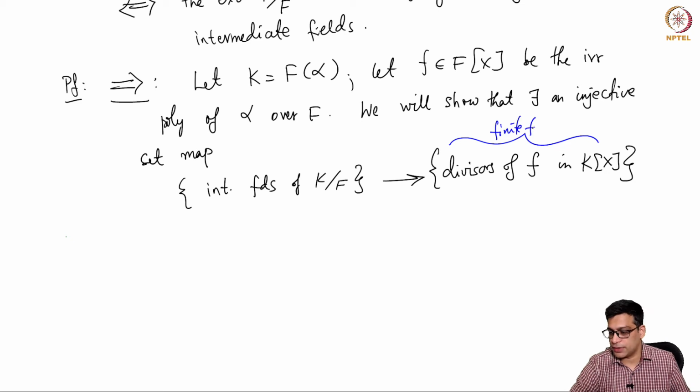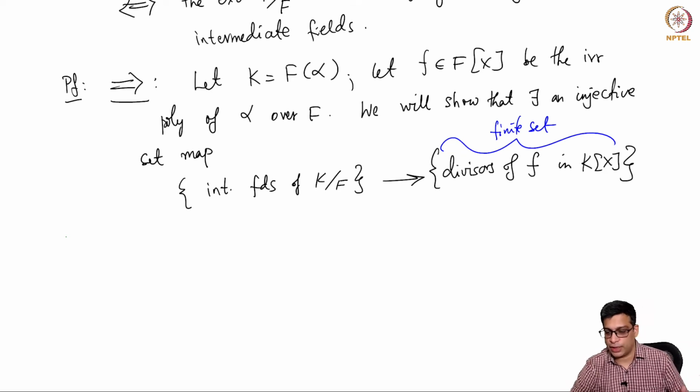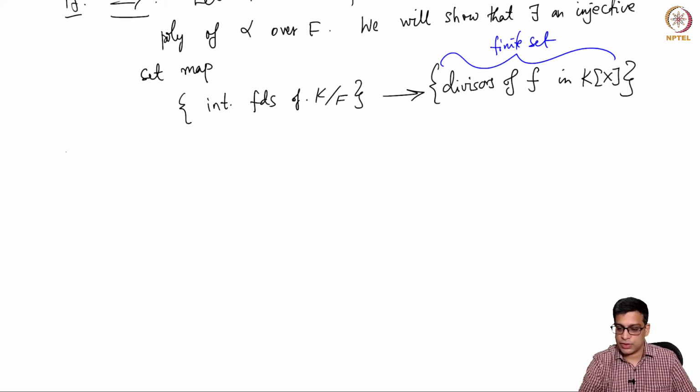Of course, this is a finite set because f is a polynomial. It can have only finitely many divisors. You look at its irreducible factorization and you write down all the products among them, that will give you the divisors. Okay, so if there is an injective map from here to here, and this is a finite set, then the first will be a finite set.